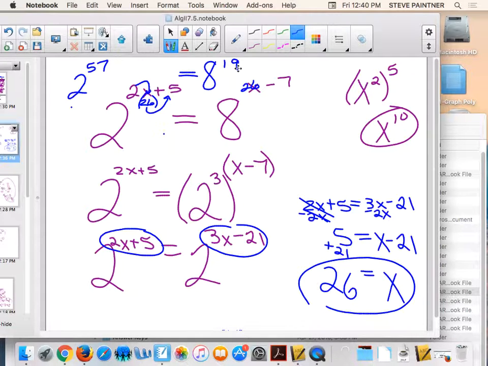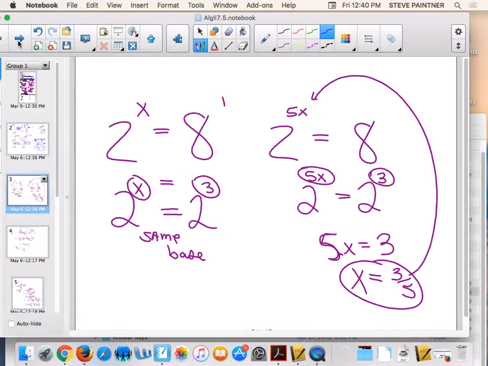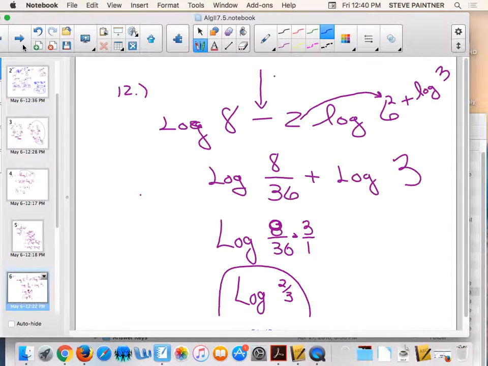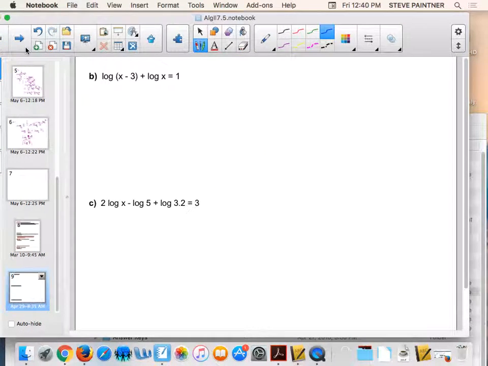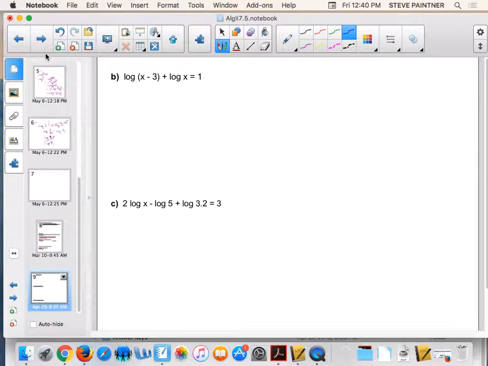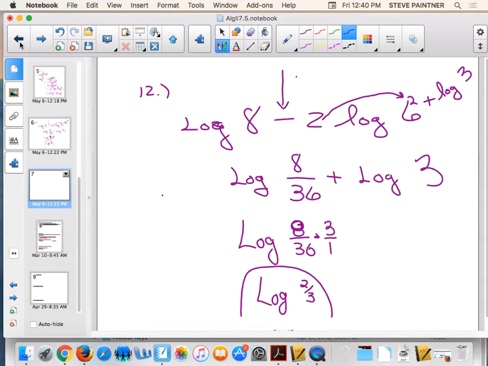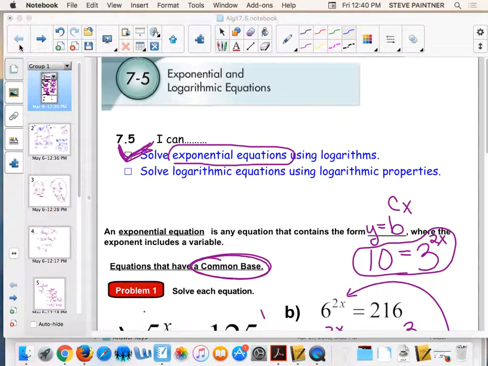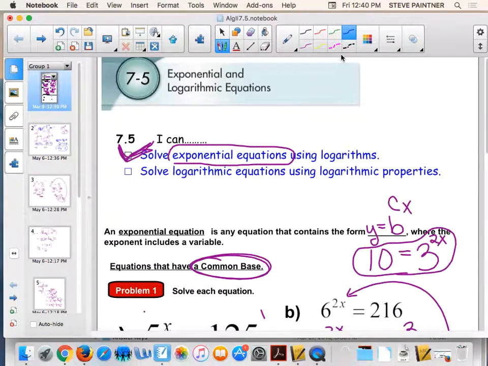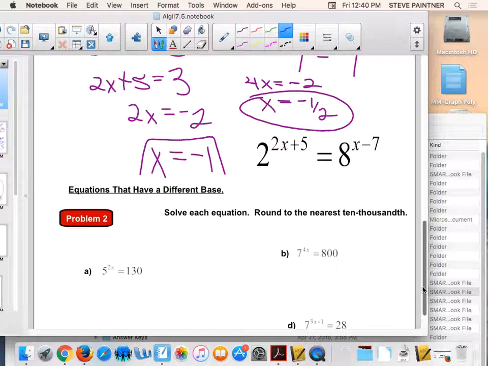So if that's supposed to be the easiest problem on the test, what are you going to do when you run into, I already passed it, I think. Oh, it's on the bottom, isn't it? Okay, it's on the bottom. What are you going to do when you can't make the bases the same, such as these, okay?